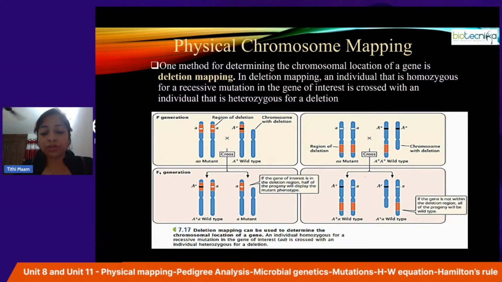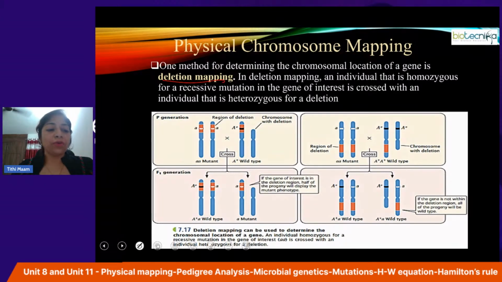When we talk about genetic mapping, it is just like a bunch of genes. We want to find out whether they are linked or not. That means wherever in the genome they are present, they will be present together. But where in the genome, that we cannot find out by genetic mapping. For that we need physical mapping, and deletion mapping is one such technique.